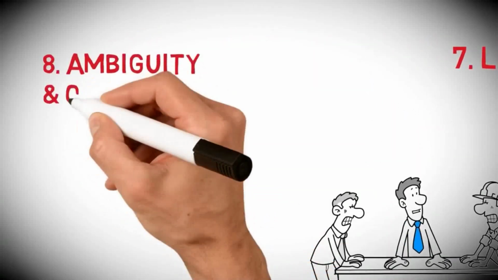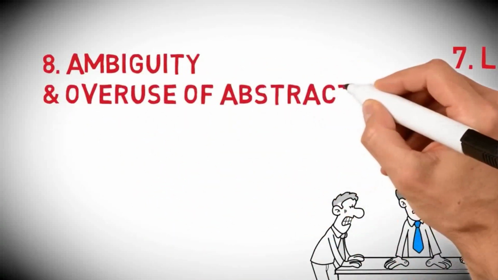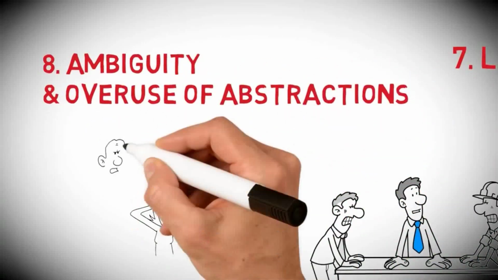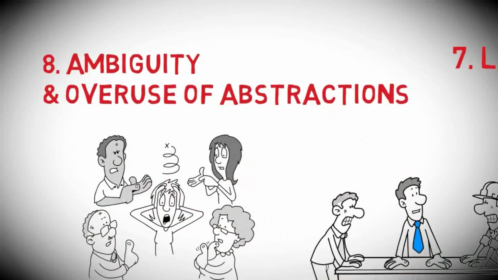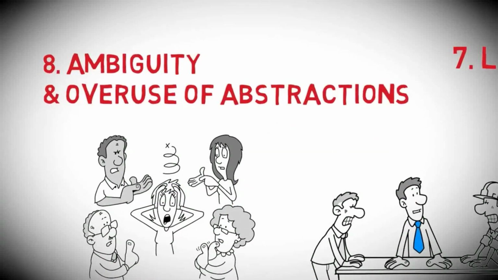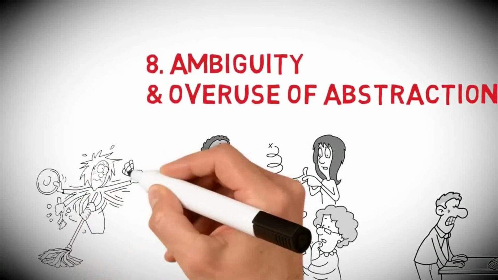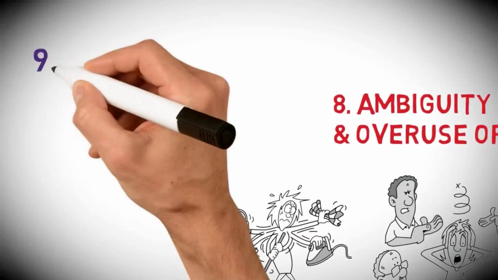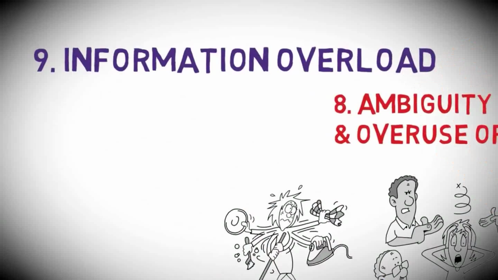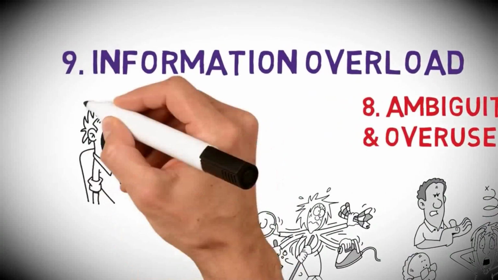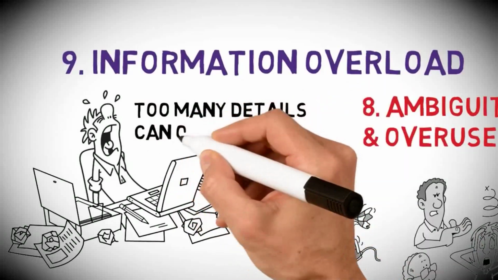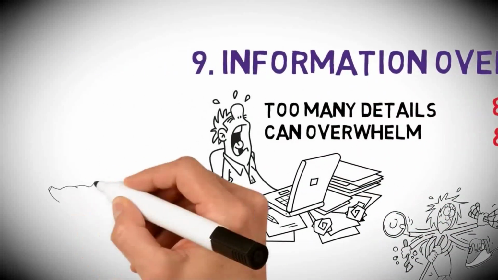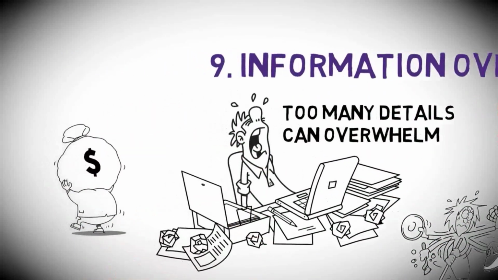8. Ambiguity and overuse of abstractions. Leaving things half said or using too many generalizations, proverbs, or sayings can lead to lack of clarity, which in turn lends itself to misinterpretation. 9. Information overload. It takes time to process large quantities of information, and too many details can overwhelm and distract the audience from the important topics.